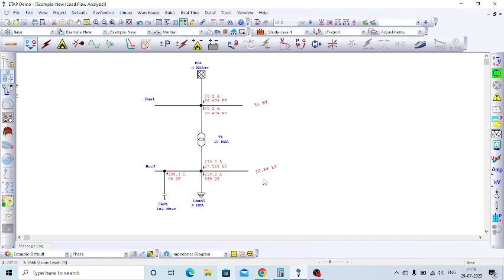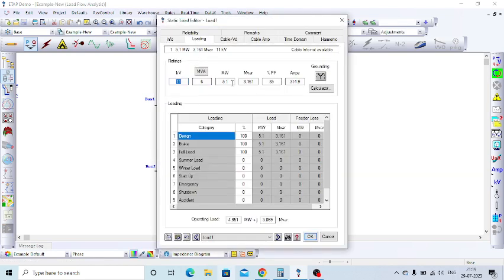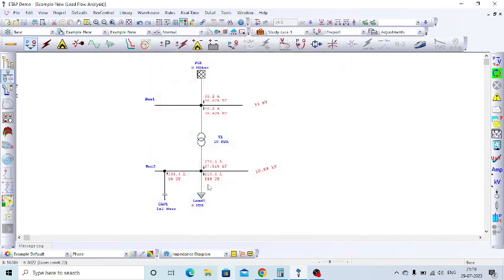You can see the voltage at the low voltage side, the bus voltage is improved, that is 10.84 kV, and the load is still operating at 85 percentage power factor. We modeled the load at 85 percentage power factor, so it is drawing at 85 percentage power factor.